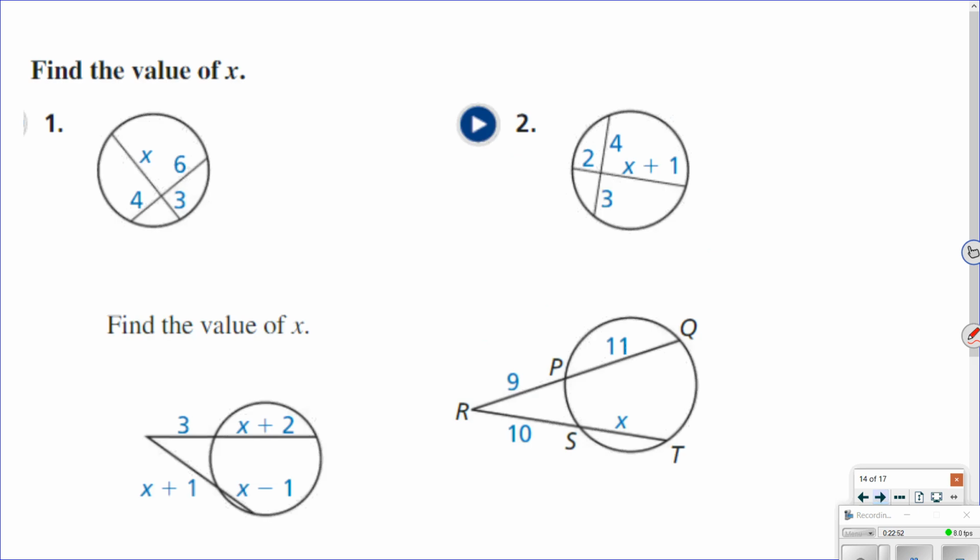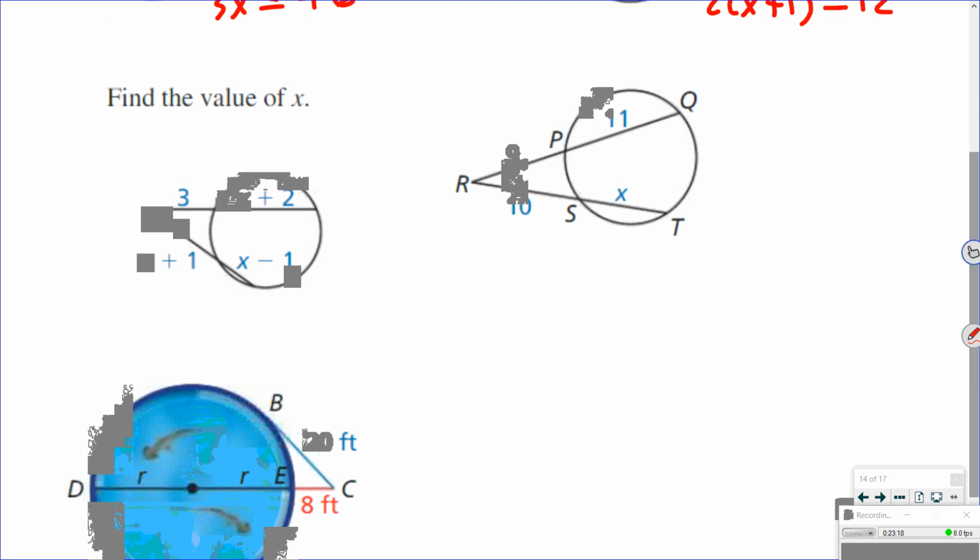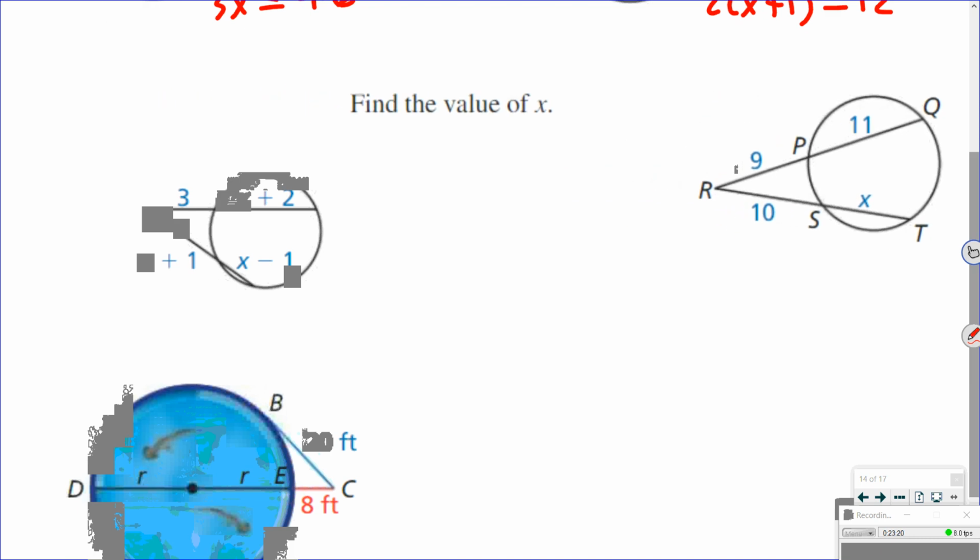So this first one's pretty easy. It crosses on the inside, so I take that times that, 3 times x has to equal that times that, 4 times 6. So 3x equals 24, so x would equal 8. This one's a little bit trickier, I guess. We got 2 times x plus 1 equals 3 times 4. We'd solve that from there. This one, we're going to skip over that one. I'll just move it out of the way. But let's do this one right here.